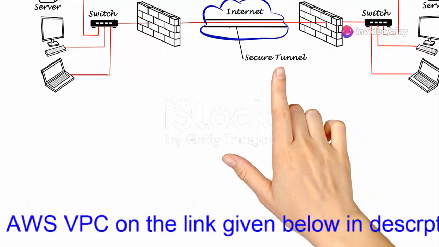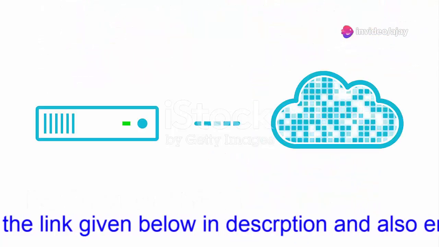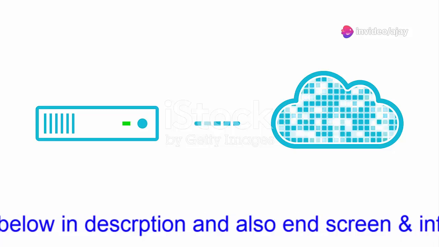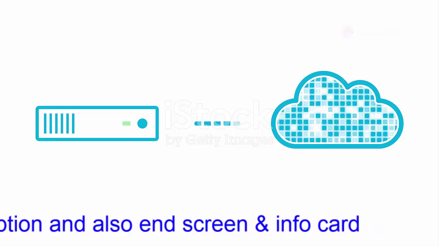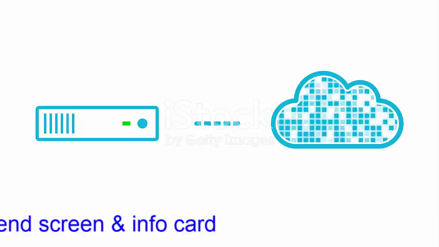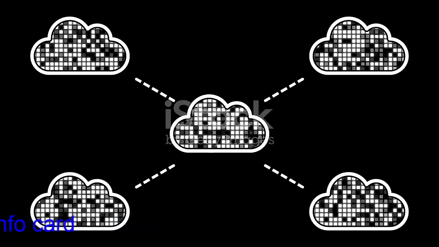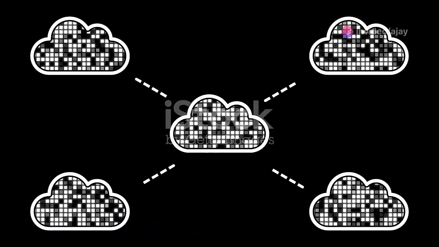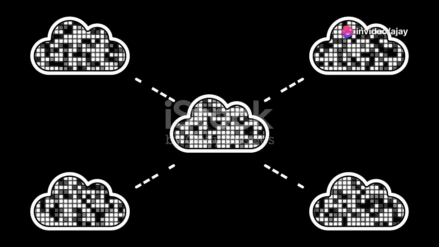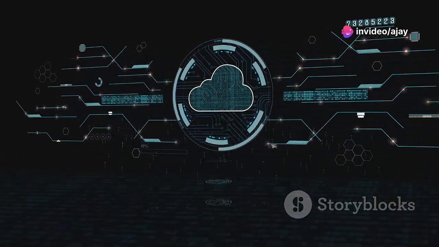VPC peering has several key features. Global reach. You can peer VPCs across different AWS regions. This is called inter-region VPC peering. Cross-account connections. You can peer VPCs in different AWS accounts. This is called cross-account VPC peering. Non-transitive. Peering is not transitive.